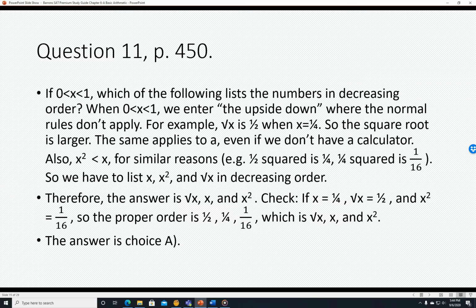For example, the square root of x is 1/2 when x is equal to 1/4. Why? Because 1/2 times 1/2 is 1/4. So the square root is actually larger. That doesn't apply to numbers that are bigger than 1. So the same applies to x, even if we don't have a calculator.